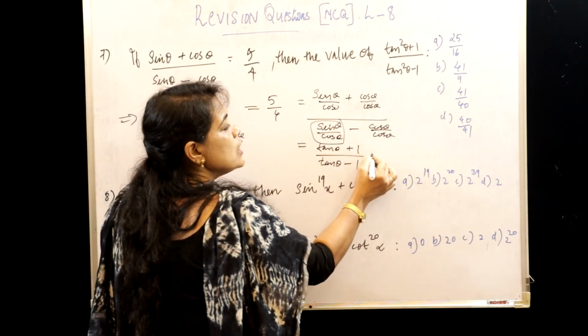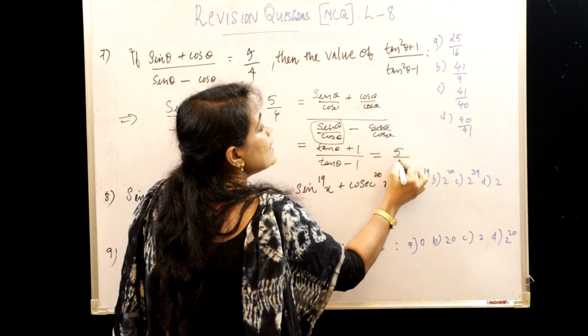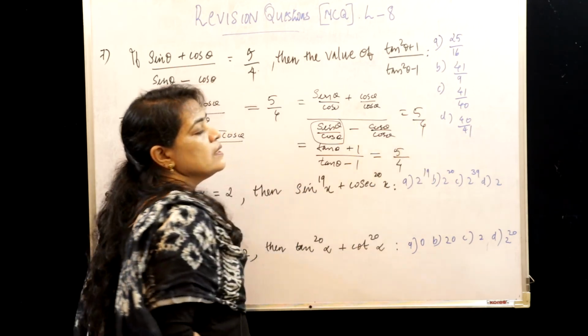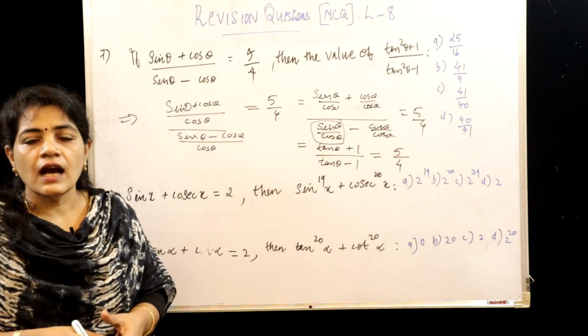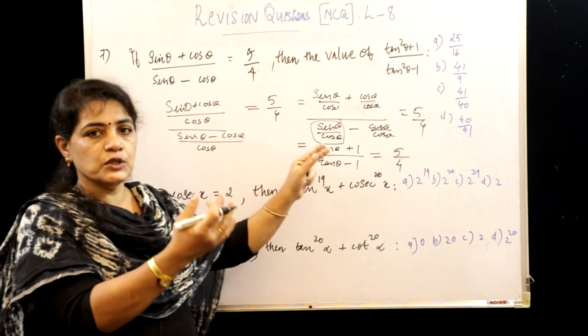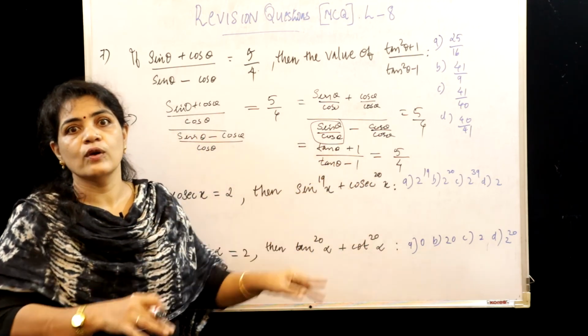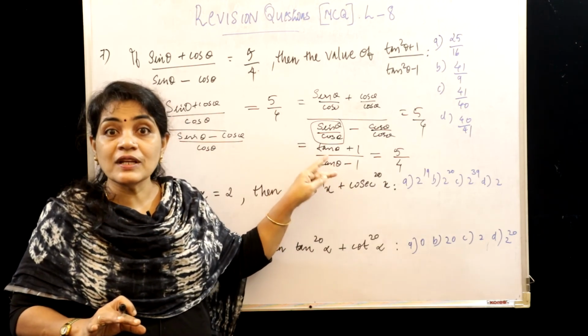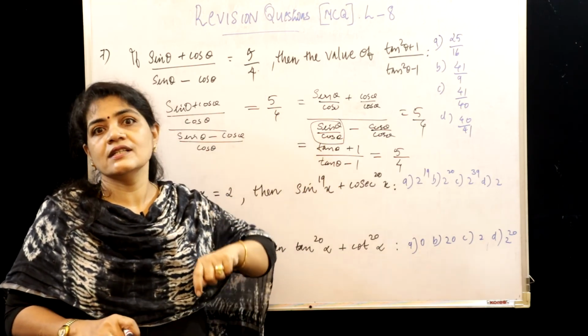So this is also equated to 5 by 4, that is given as 5 by 4. Okay, so now we have that sin theta and cos theta reduced in terms of tan theta only. Up to this please don't stop, children. We should get in terms of tan theta.